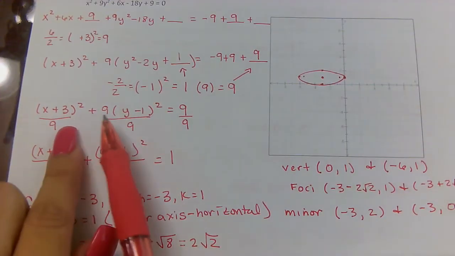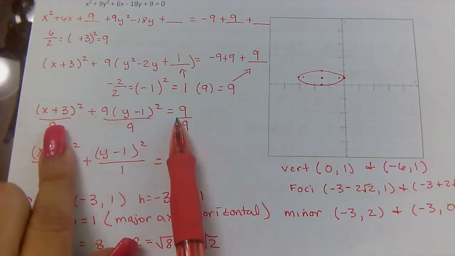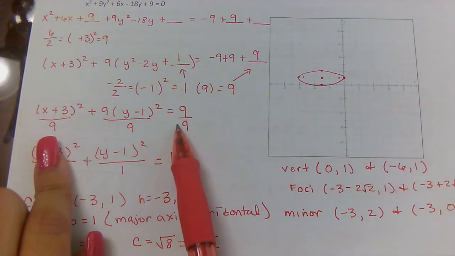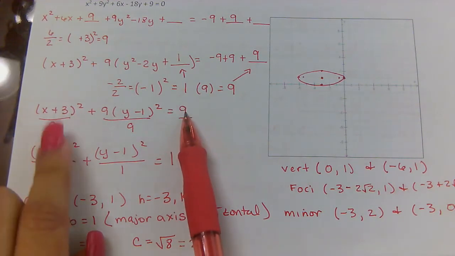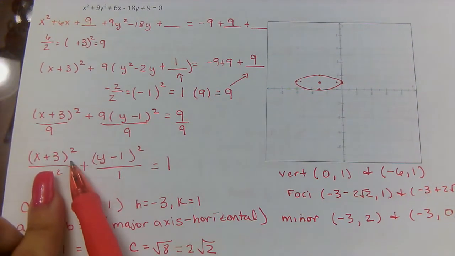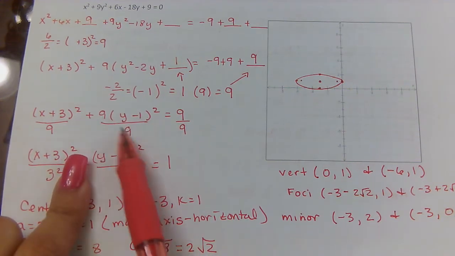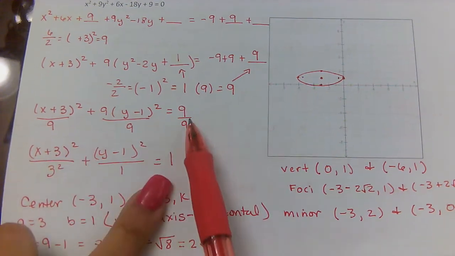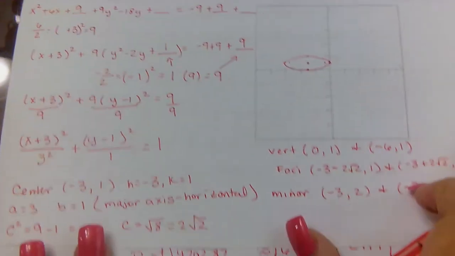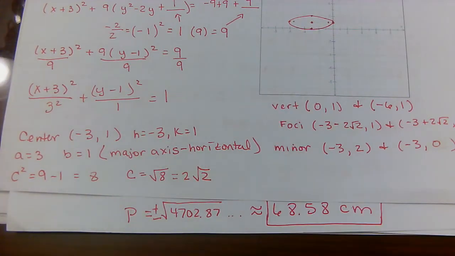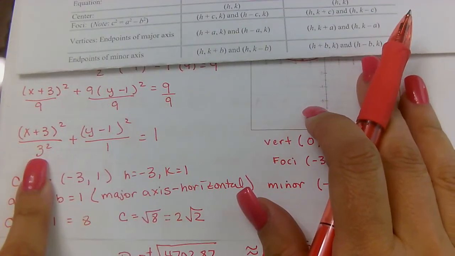Now the equation's not in standard form, but I need to make it in standard form by dividing everything by 9 so that the equation is equal to 1 here. So when I did that, I got (x + 3)² divided by 9, plus the 9's cancel out here, (y − 1)² divided by 1 is all equal to 1. Now that we have it in our standard form, we can use our equations to finish solving this problem.